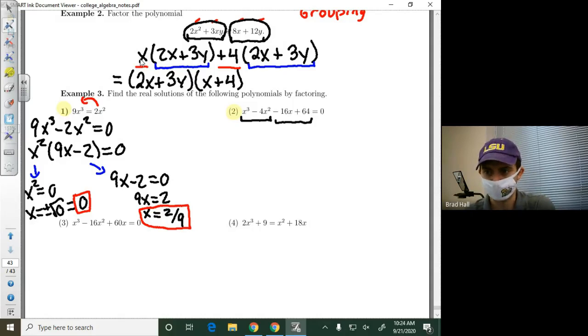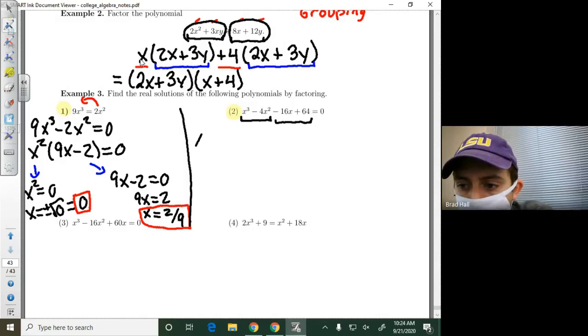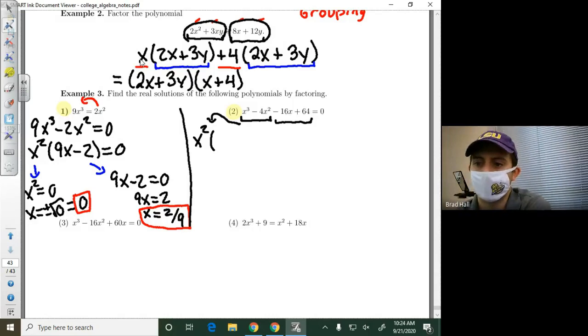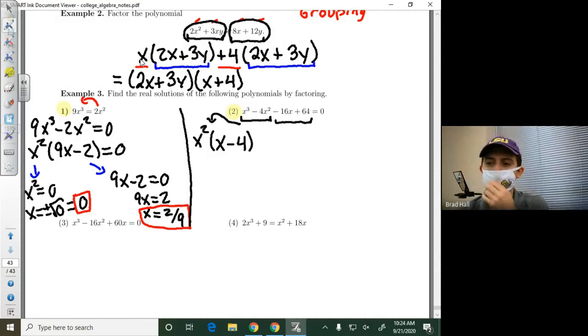For the first 2, the x cubed minus 4x squared, I see that they both have an x squared in common. They both have 2 x's in common. So I'm going to factor out an x squared. And what's left over? X cubed, which has 3 x's. We just took out 2 of those x's, so we're left with 1. And then minus 4, because we took out x squared from 4x squared.